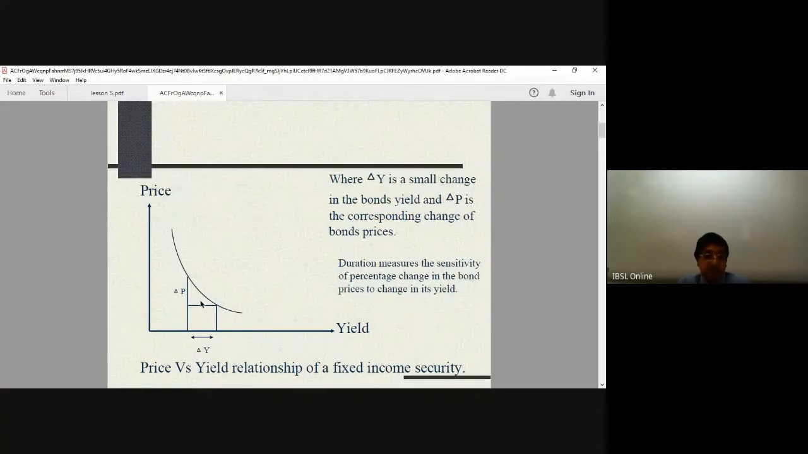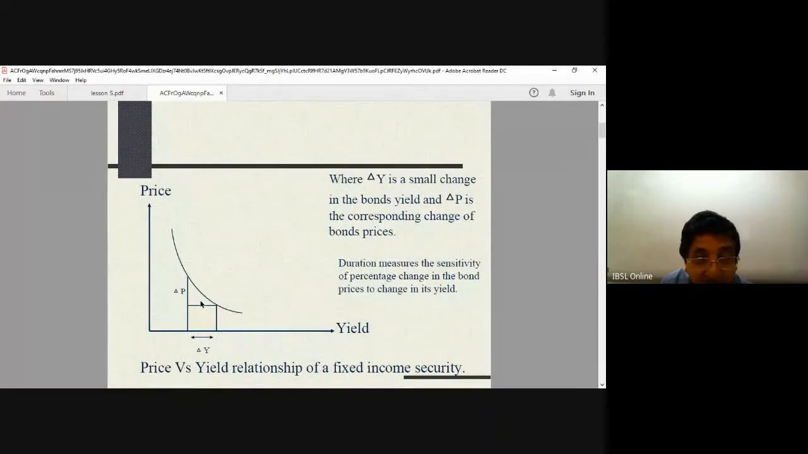So therefore, we have to incorporate another adjustment to that. Now that adjustment is known as the convexity adjustment. With the convexity adjustment only, the reliability of the sensitivity measure would be okay. Otherwise, if you just use the duration and calculate the changes of price, that would not give reliable results.